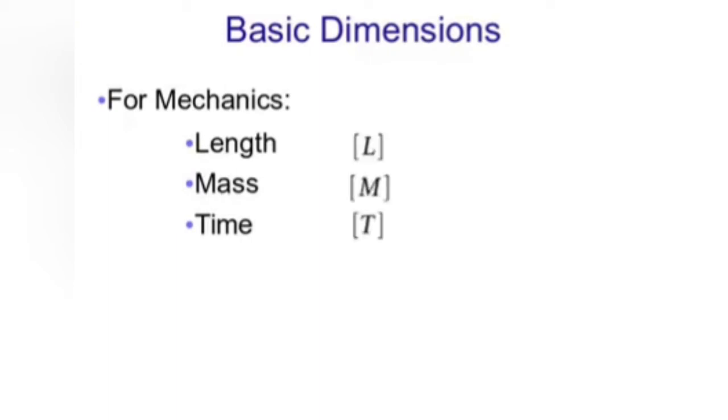Now in mechanics, which is the first part of physics that we study, there's really three basic dimensions that we're going to be looking at: length, mass, and time. And when we use a notation for dimensions, we typically use a capital L, a capital M, or a capital T. Some textbooks just have the capital letter. Some of them put it inside square brackets to let you know that this is a dimension and not a unit or a variable or some other type of notation.